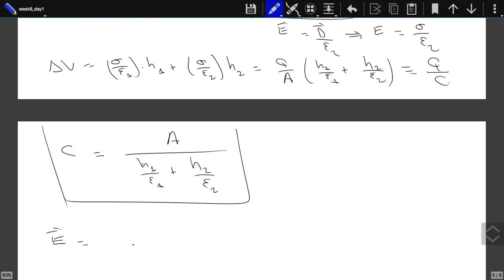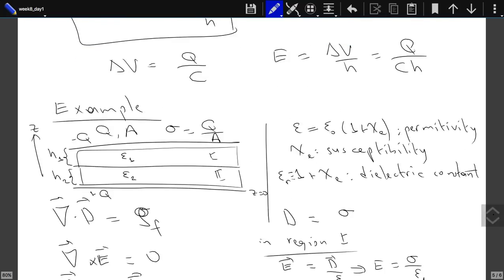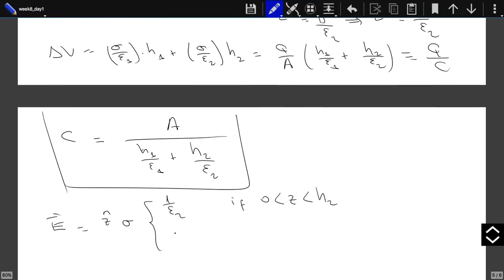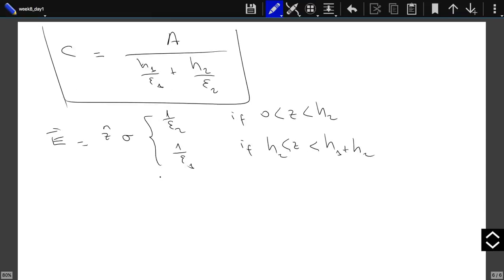Now let's write the electric field. The electric field is in the z direction. It always has this sigma factor, and it is 1 over epsilon 2 if z is between 0 and h2. If I'm in this region, it is sigma over epsilon 2, the electric field. In this region, it is sigma over epsilon 1. Sigma is already out there. So if z is between h2 and h1 plus h2, and it is zero everywhere else. So this is the electric field.